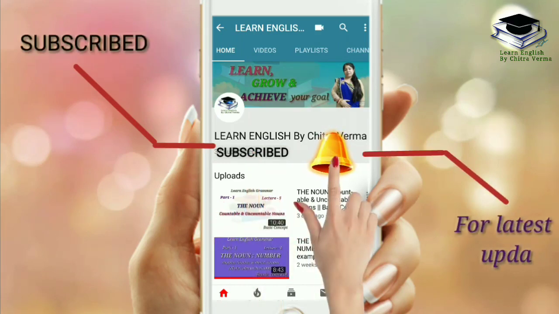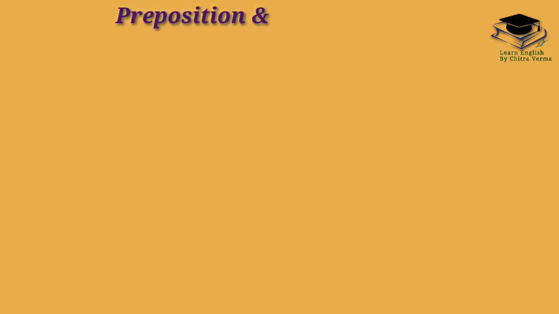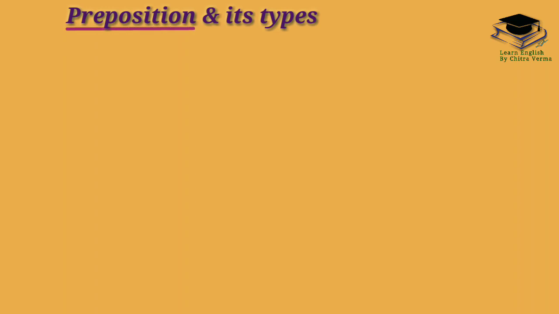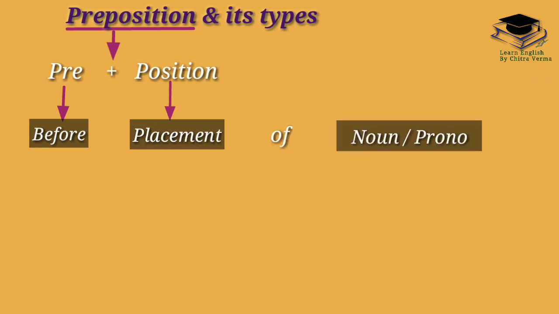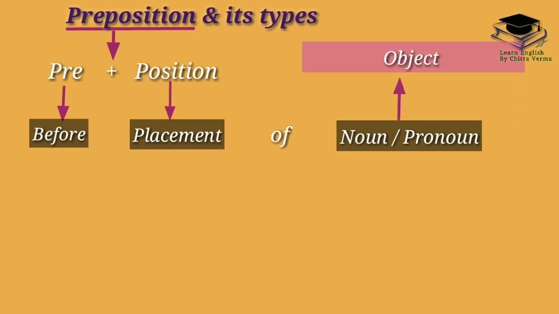So let's start the topic, preposition and its types. First of all, know what the preposition is. The word preposition is made up of two words, pre and position. Pre means before, position means placement. We use it before a noun or a pronoun. This noun or pronoun is known as the object of the preposition.